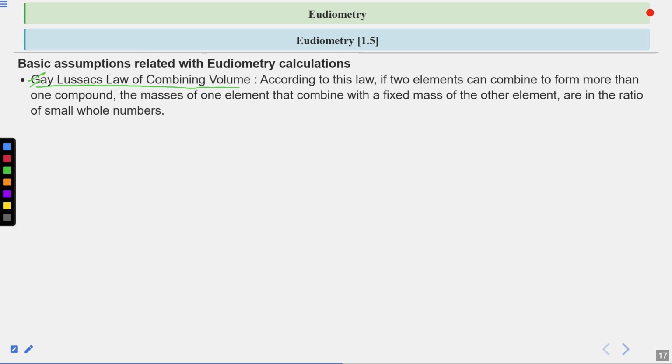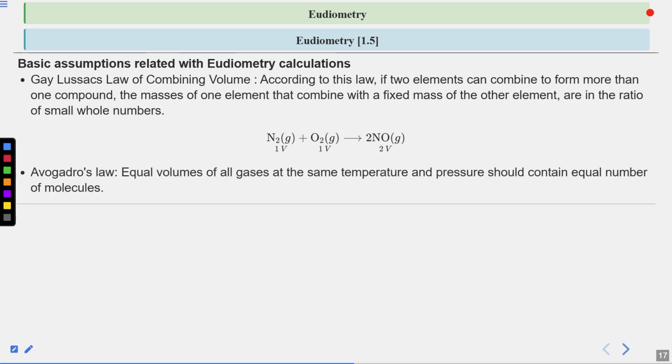You must know Gay-Lussac's law of combining volumes. If you don't know the definition, let's assume that you at least know the idea behind it. So you can look at this equation and get that the volumes which are combining, they combine in a simple ratio. Second thing, you must know Avogadro's law, that at equal temperature and pressure, the number of molecules is equal in equal volumes.